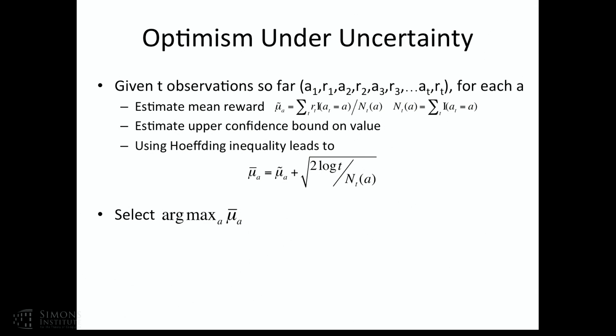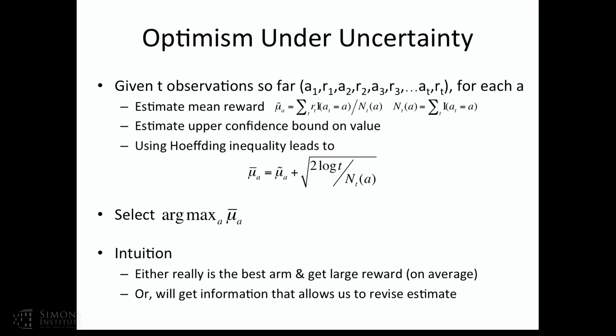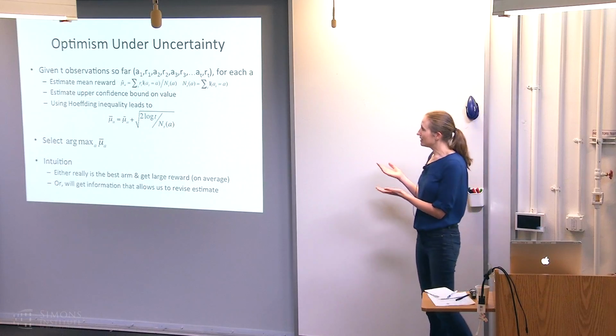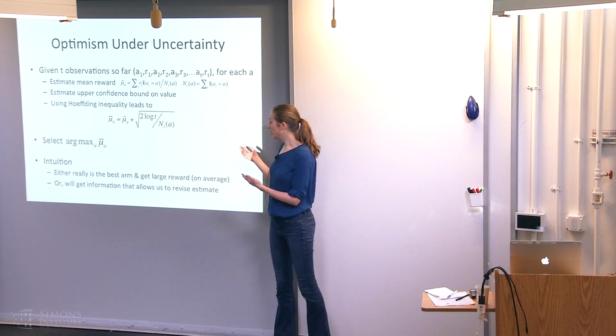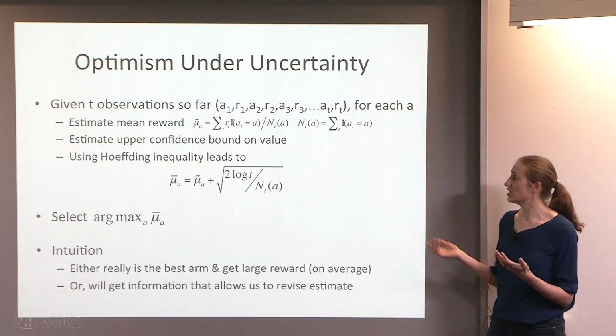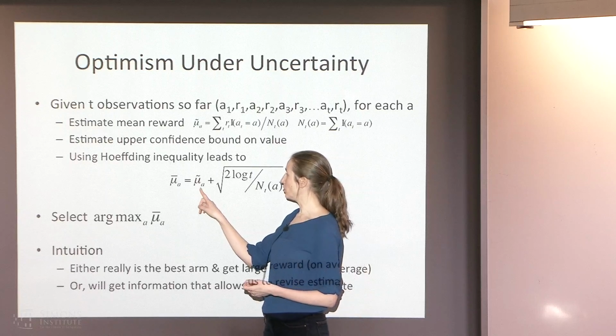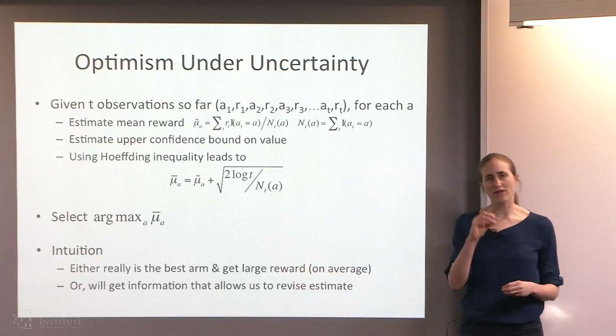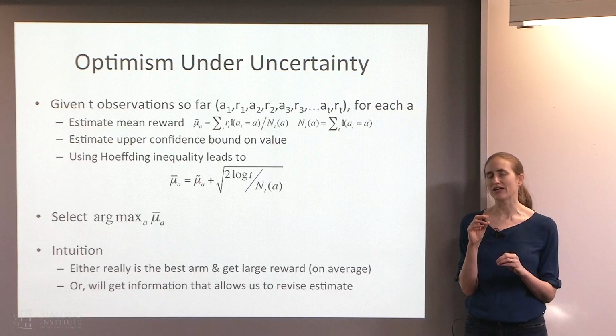So this is nice. Why is this a reasonable thing to do? Well, the intuition is the arm that you pull is either really the best arm, in which case you're going to get high reward, or it's not a good arm, and you'll get information that allows you to revise that estimate. If this upper bound really is representing that this is a great arm, then you're going to get large reward, and that's good because you want to be getting large reward. And if it's a bad arm, then you're going to get a new reward that's going to update your expected reward. And so your confidence bounds are getting tighter over time, and you're getting more accurate estimates of the mean.